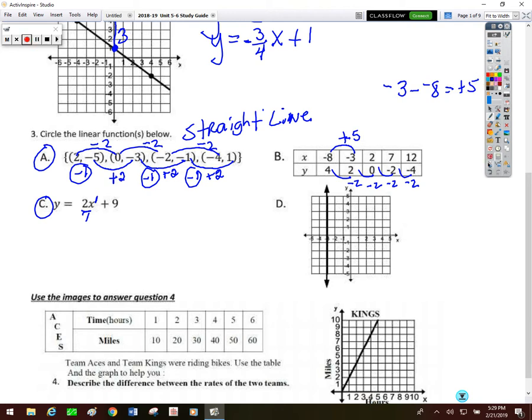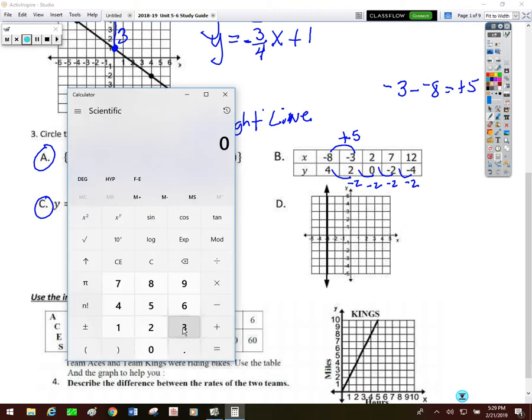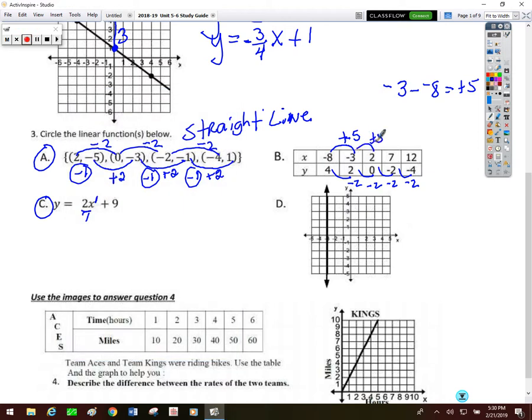If you want to put it in your calculator, you can come right here and put in negative 3 minus negative 8. Excuse me. Negative 3 minus negative 8 gives me a positive 5. Okay, so I increased by 5. From here to here, I increased by 5. From here to here, I increased by 5. And here to here, I increased by 5. And if I check my ratio, negative 2 over 5, negative 2 over 5, negative 2 over 5, my ratio is the same. That's a straight line.